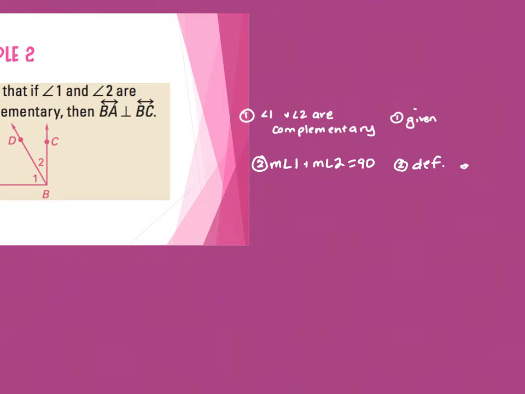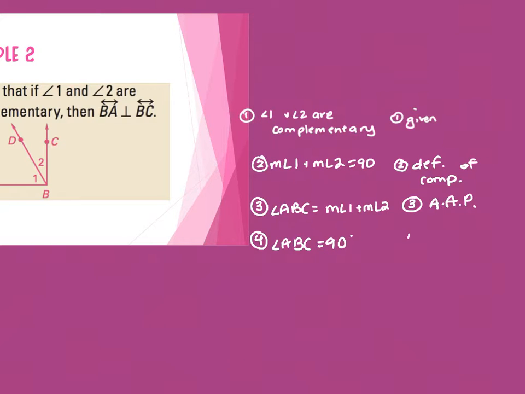Go ahead. What's your next step? The measure of angle ABC equals the measure of angle 1 plus the measure of angle 2, which is the angle addition postulate. Good. Then? Then I put the measure of angle ABC equals 90 degrees, substitution. Then? Then I put BA is perpendicular to BC, so it's the definition of perpendicular. Nicely done, sir.